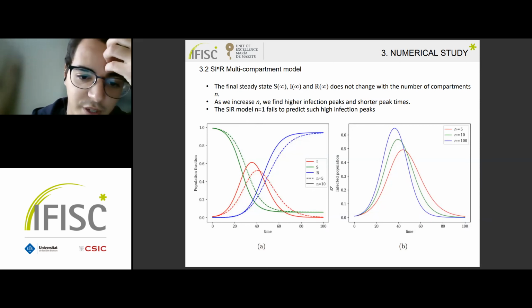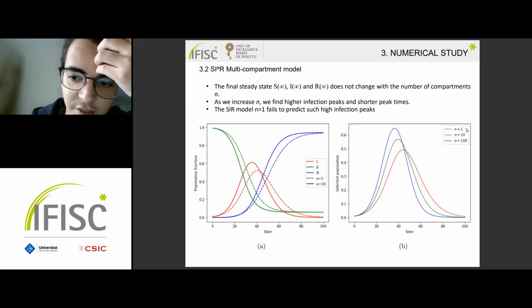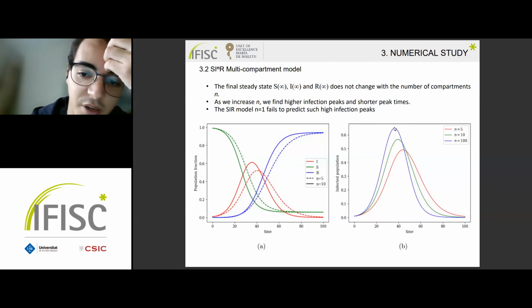And what do we observe here? We observe a significant difference in the dynamics. So as we increase n, you can see in this right figure, we have higher peak magnitudes and smaller peak times. So the peaks are higher, and they happen earlier in the timeline as we increase the number of compartments.